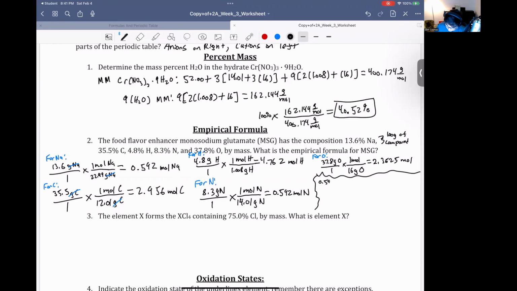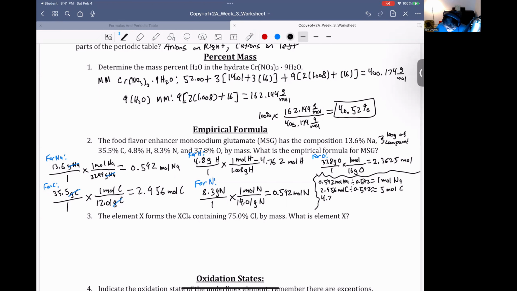So for sodium, this is just going to be 1. For carbon, 4.956 (about 5). Again, if you're having trouble with this, I would check the last worksheet that we did. I explain a little bit more as to why we do this. This is about 5. We're just going to round to the nearest number within reason, if it is within reason. This is 5 moles of carbon.